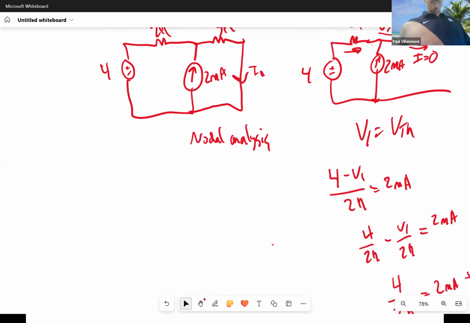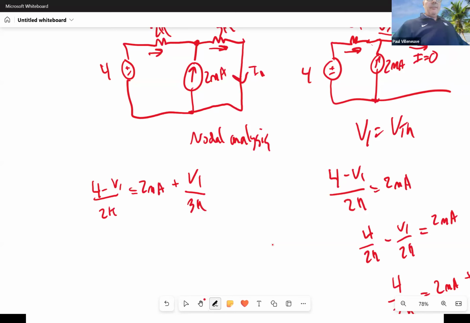And now we have one node, right? Still. So we have current into the node equals current out of the node. So 4 minus V1 all over 2K is going to be equal to 2 milli plus V1 divided by 3K. Yes, no?